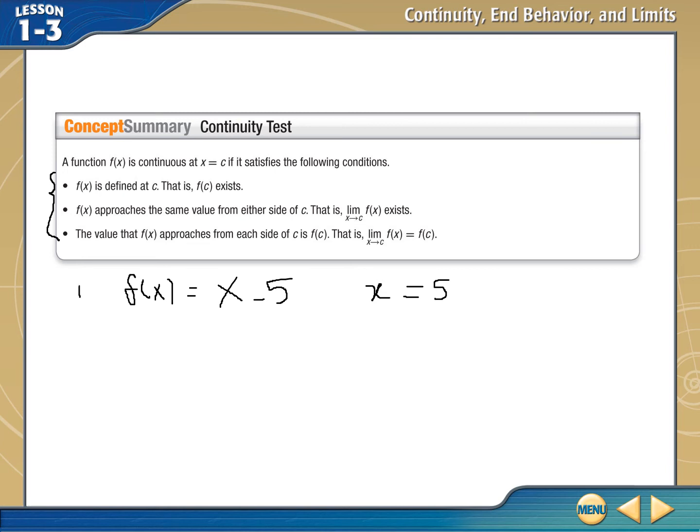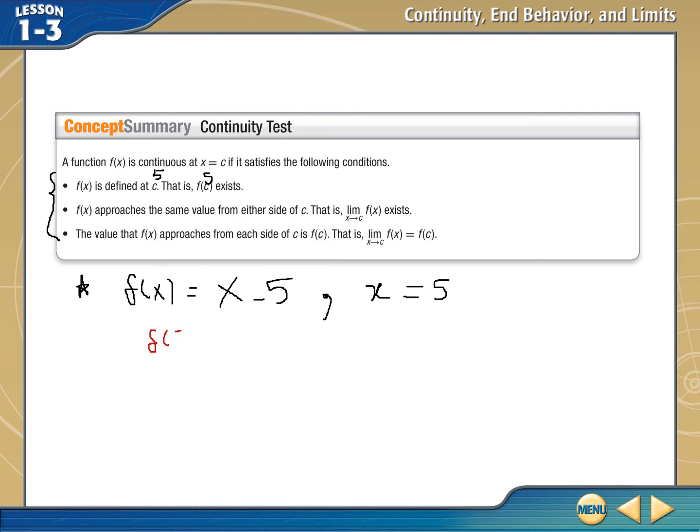How will the question come to you? The question will come like this. F of x equals something, like x minus 5, for example. Is it continuous or not at x equals 5? They will have to tell you at which x we are talking about. Okay, what is the first question? F of x is defined at c, so my c here is 5. So another way of saying it is f of 5. Does f of 5 exist? Can I substitute f of 5? Yeah, what's the problem? I can substitute f of 5.